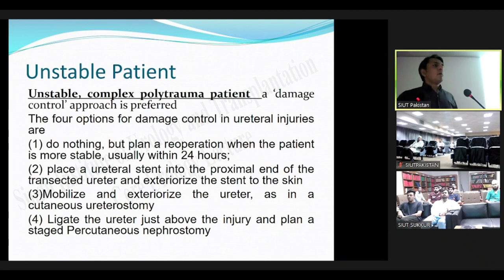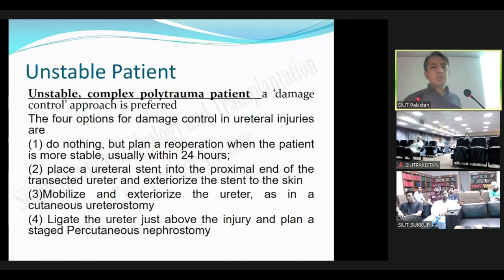What do you mean by unstable patient? Anyone? Like when we are thinking about doing nothing and then planning the definitive reconstructive surgery later on. Good. Hemodynamically unstable. Intraoperative severe bleeding. Okay. And collateral injuries that may need colectomy. So in such a case, we are trained to keep in our mind the option of damage control, basically.